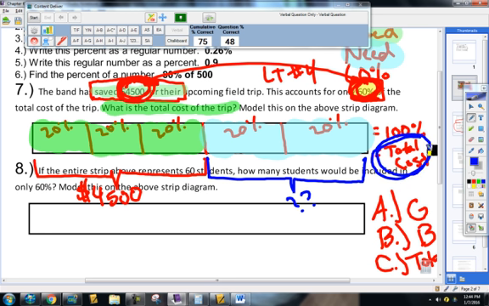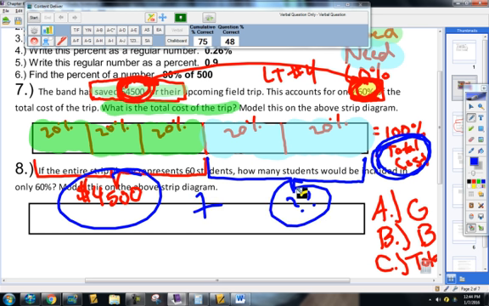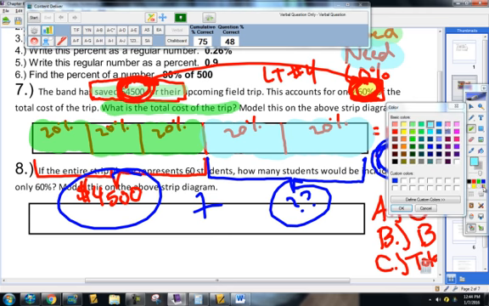Which is ultimately what we're trying to figure out, right? Yep. We are trying to figure out the total cost of the trip. So $4,500 plus whatever this is, isn't that going to be the total cost? Yes. Absolutely. So, think back to bar modeling from chapter 5.